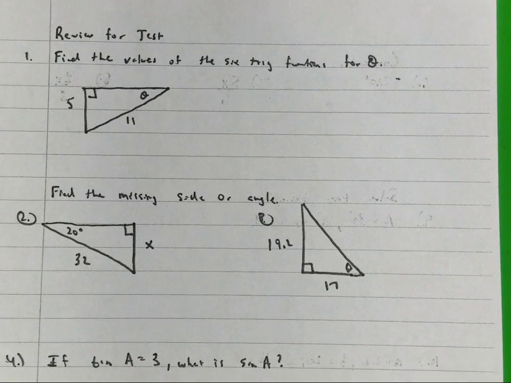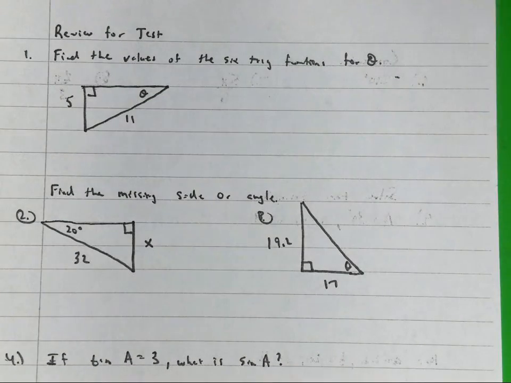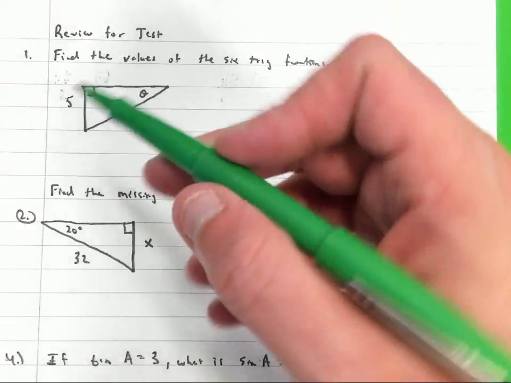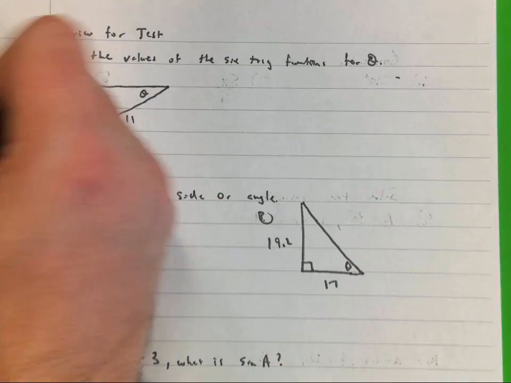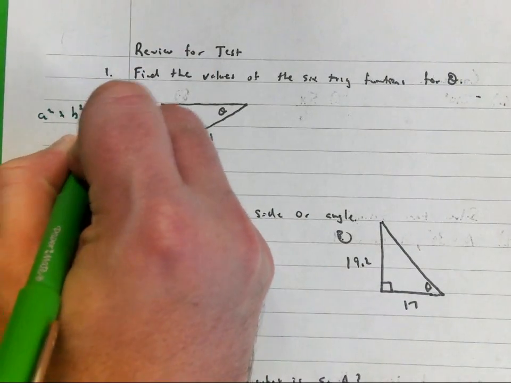Number 1, it says it covers all these 3 learning targets, and then the last learning target, so 4 learning targets on your test form. It says find the values of the 6 trig functions for theta. Okay, so you got this triangle. Do I need to find this side right here, guys? Yes. How would I find that? Pythagorean theorem. A squared plus b squared equals c squared.